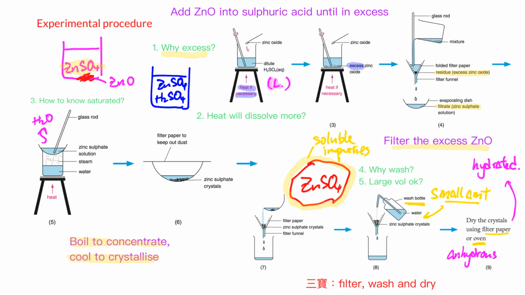So mainly the process will involve several things. Add metal oxide into acid until in excess. Filter the excess metal oxide, boil to concentrate, cool to crystallize, and then filter, wash, and dry.